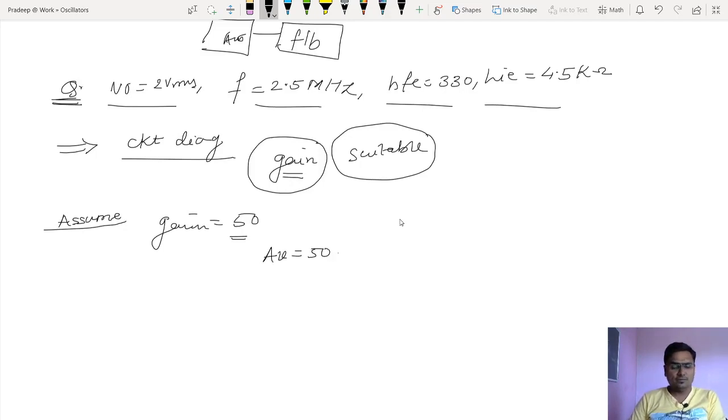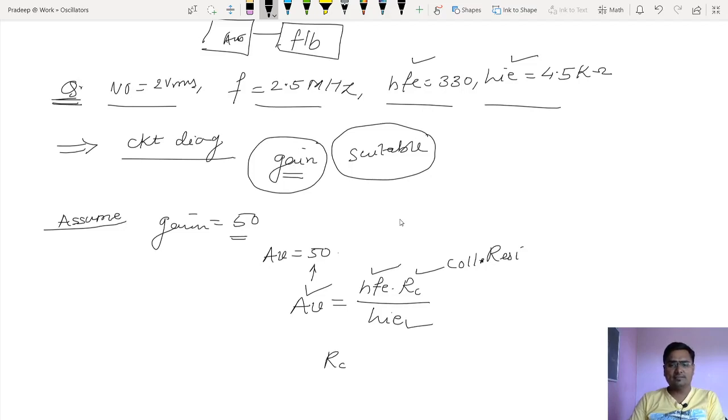Now I know the voltage gain, and you remember that we had this equation: AV equals HFE multiplied by RC divided by HIE. Now what is that RC? It is the collector resistor. Now see, gain is known, HFE is known, HIE is known. Known means it is given there, HFE and HIE, and the gain you have assumed is 50. So from that, can we calculate the value of RC? Yes, it is possible for us to calculate the value of RC. See, things are done.